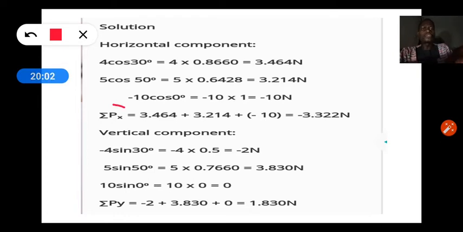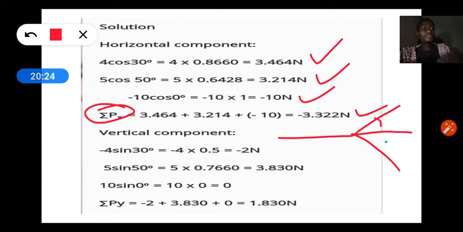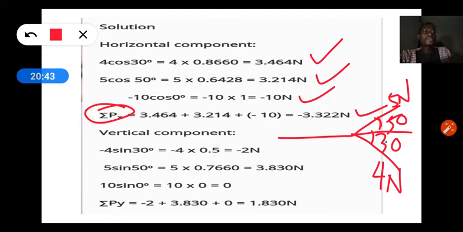So now my summation Px, I add the three values 1, 2, 3, adding all of them together, I have this. That's simple enough. Now let's resolve those same forces to the vertical component. Remember, I already have this 50 here, then angle 30 here. Don't forget, here was 5 newtons, here 4 newtons, here we have 10 newtons. Good.